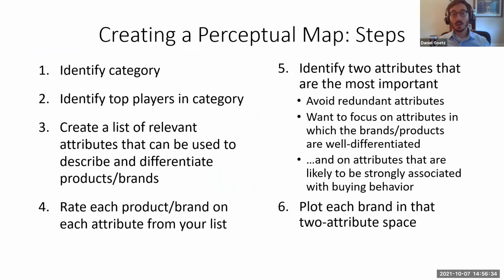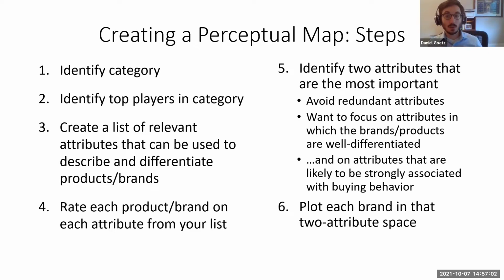So when we create a perceptual map, here's what we want to do. We want to identify the category, identify the top players in the category, create a list of attributes that can be used to describe the brands, and rate each brand on those attributes. Once we've done all that, we'll have our list of brands and all the attributes, and each brand will have a rating for each attribute.